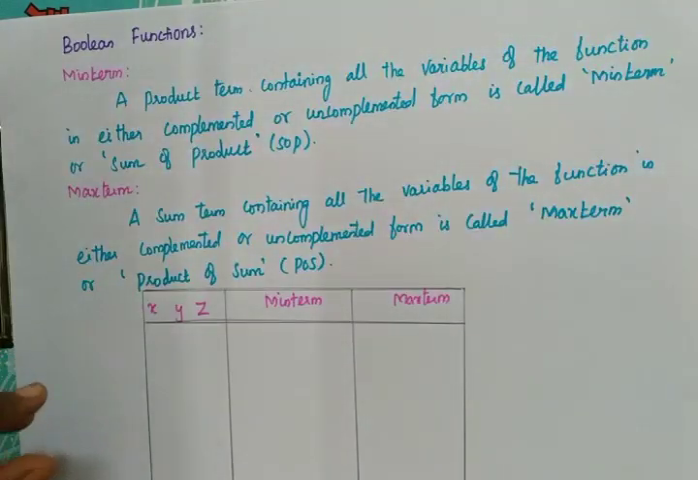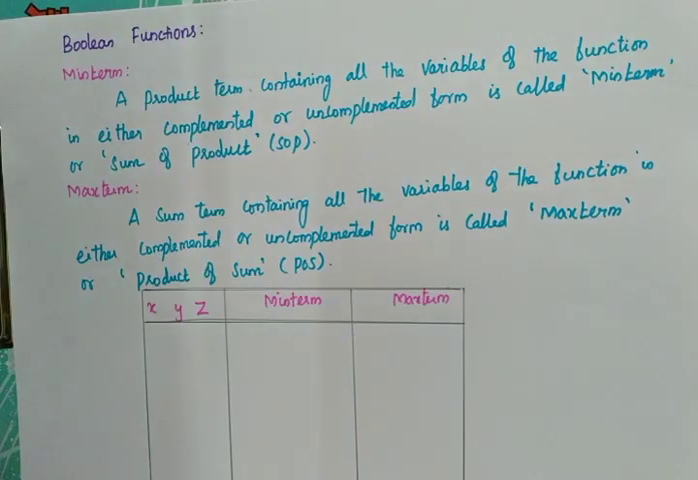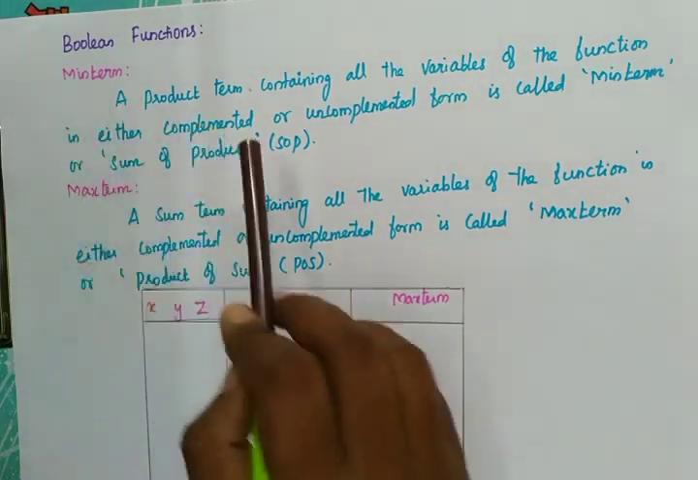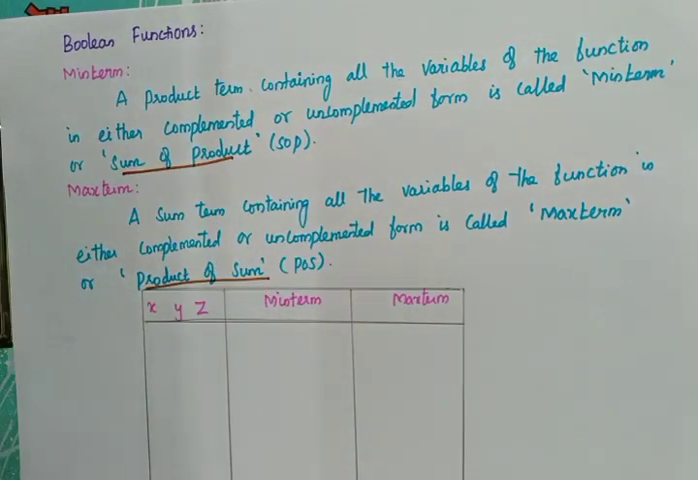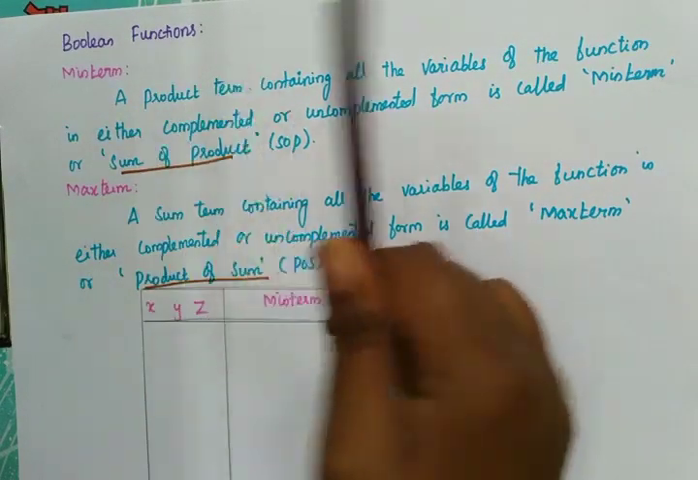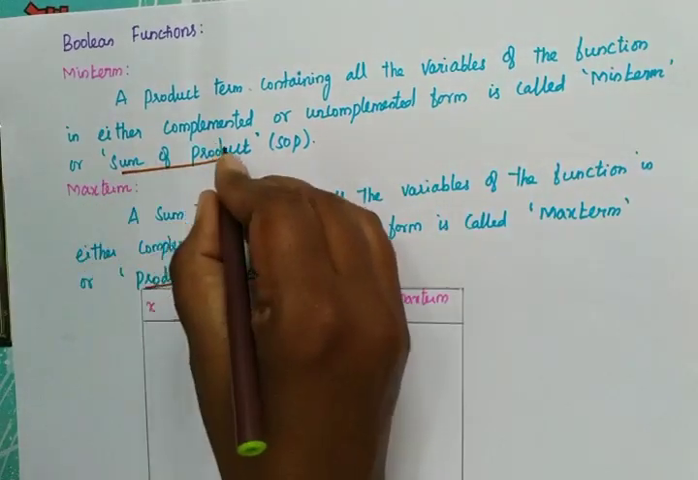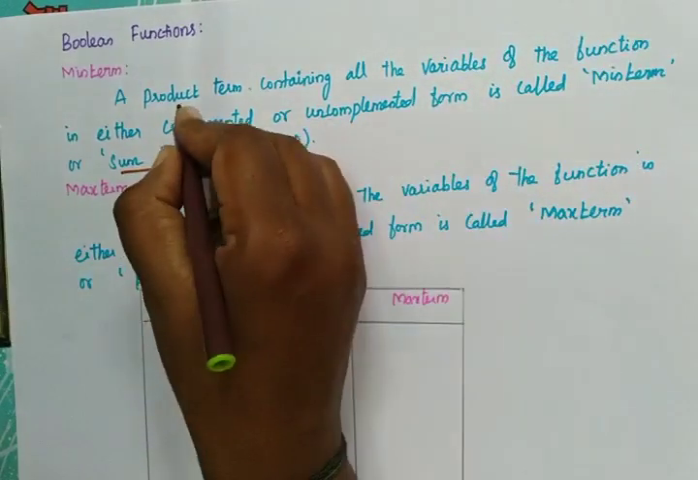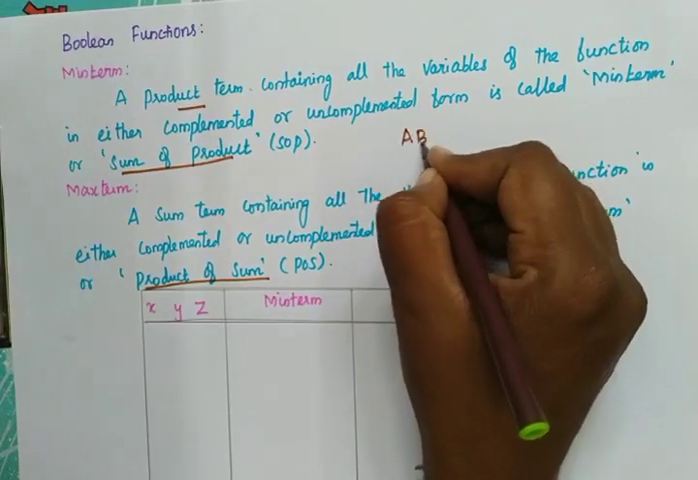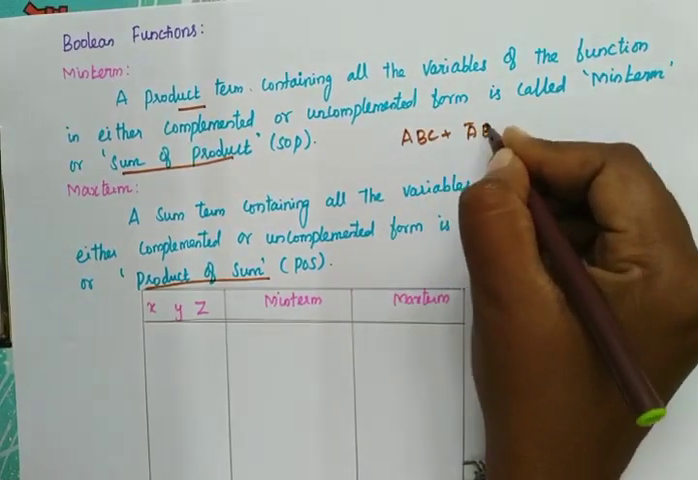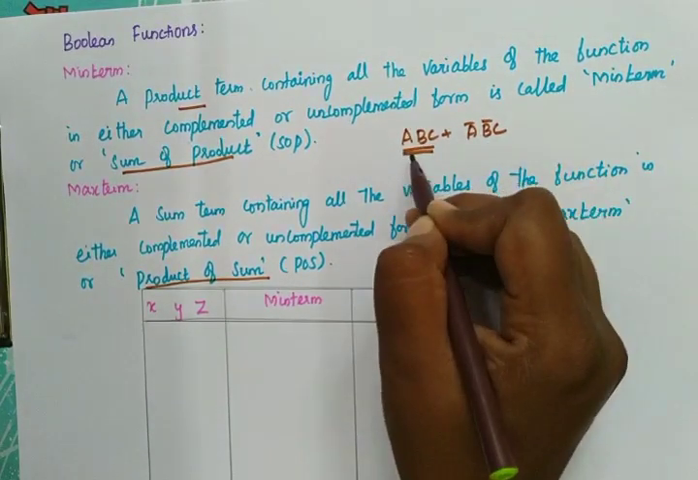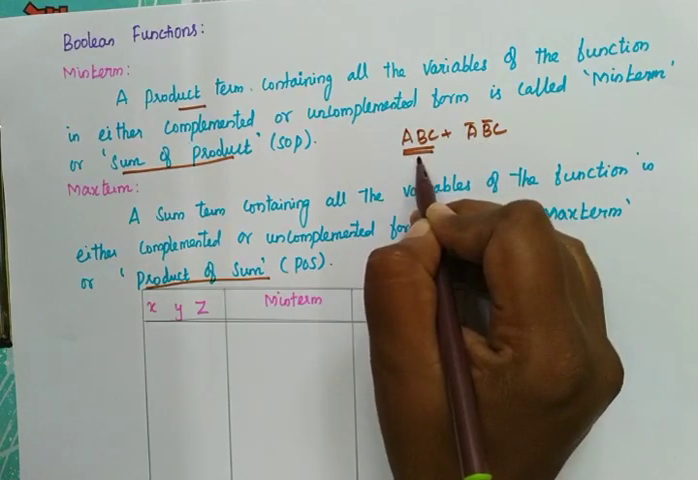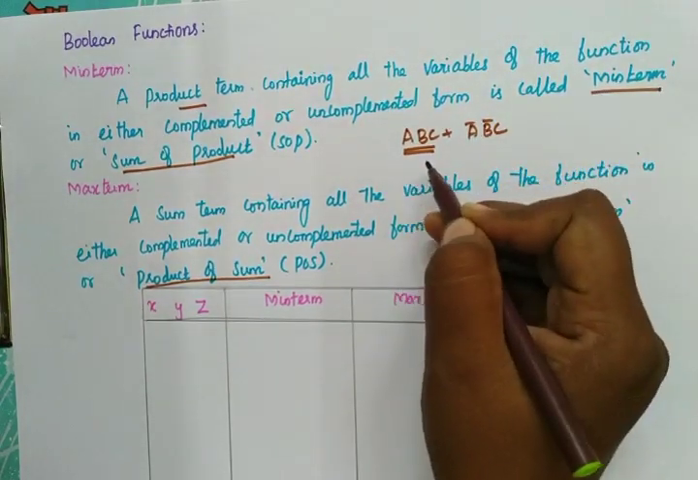So before going to that, let us see the Boolean functions. There are two types of functions. One is min term, another one is max term. And this min term is also called sum of product, and this max term is also called product of sum. So what is meant by min term? A product term containing all the variables of the function in either complemented or uncomplemented form. So here we have a product term, that is a, b, c plus a bar, b bar, c. So the product term which consists of all the variables in either complemented or uncomplemented form is called min term or sum of products.